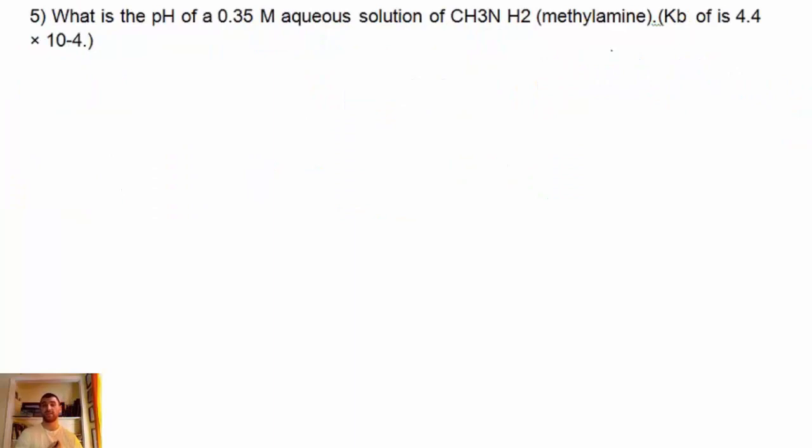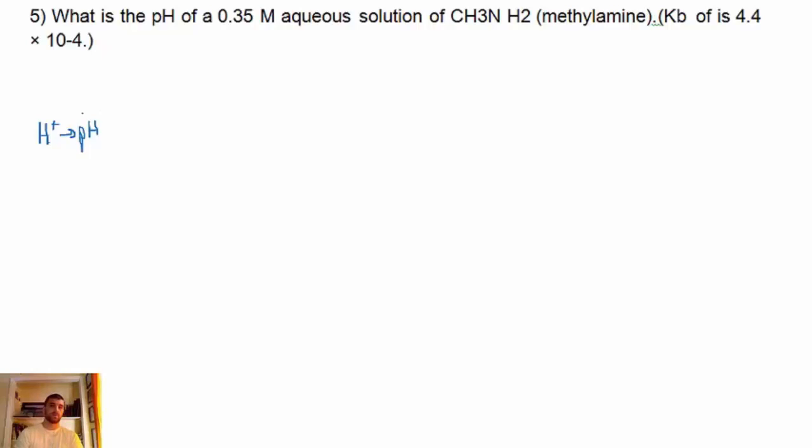All right, 5. What is the pH of a 0.35 molar aqueous solution of CH3NH2, which is methylamine, and Kb is 4.4 times 10 to the minus 4? Interesting. So they want the pH. So let's work backwards. If I want the pH, I'm going to have to get the H plus concentration, right? Well, how can I get the H plus concentration if they gave me the Kb?